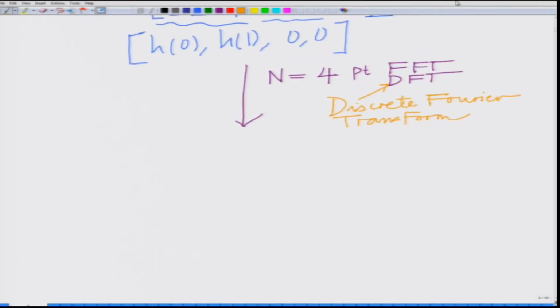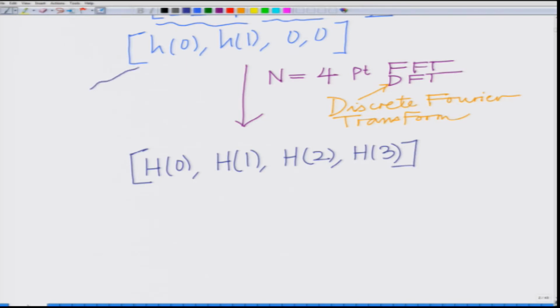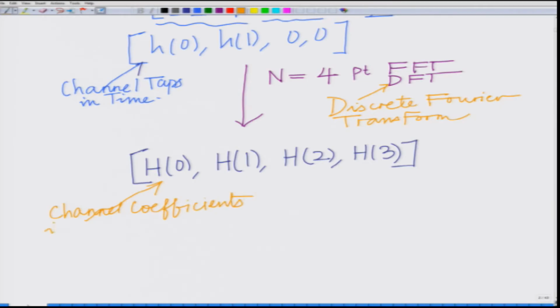Remember, DFT stands for the discrete Fourier transform, and this yields the channel coefficients across the subcarriers, that is your H0, H1, H2, H3. So, these are the channel taps in the time domain, and these are the subcarrier channel coefficients in the frequency domain.